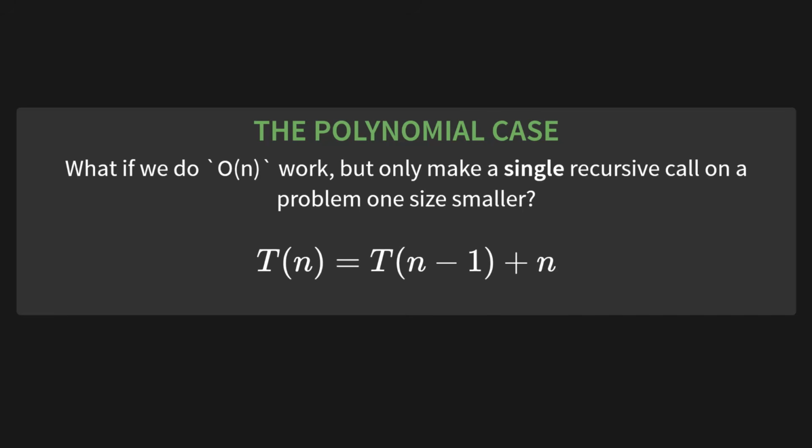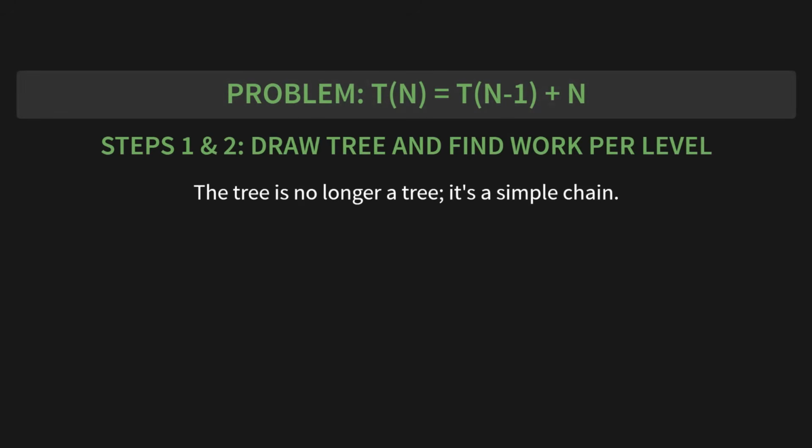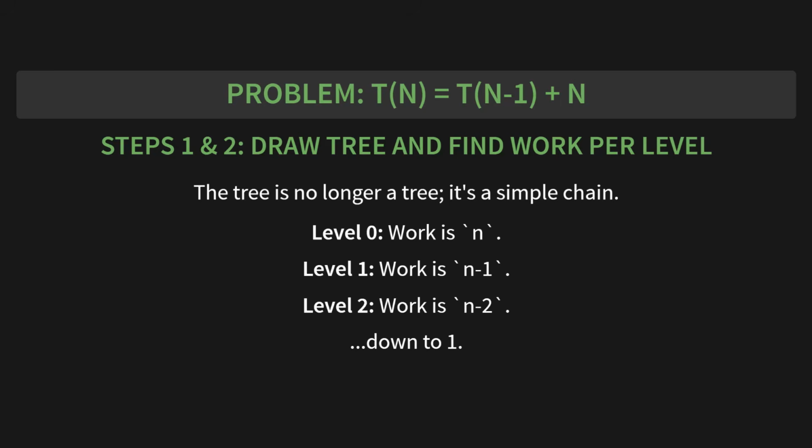Let's analyze this one. Problem: T of n equals T of n minus 1 plus n. Steps 1 and 2. Draw the tree and find the work per level. Well, here's the thing. The tree is no longer a tree. It's just a simple chain. At level 0, the work is n. At level 1, the work is n minus 1. At level 2, the work is n minus 2. And this continues all the way down until the work is just 1.